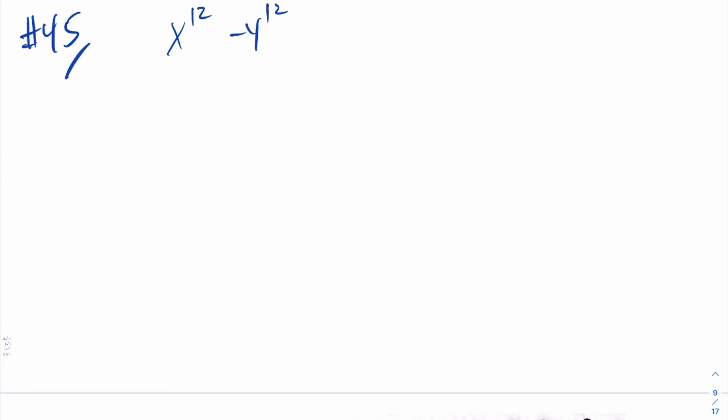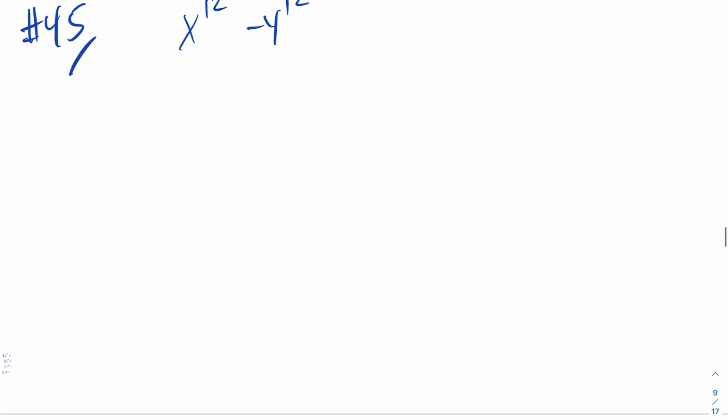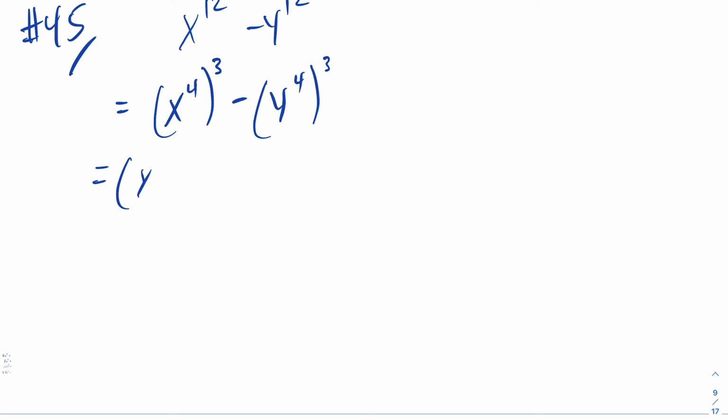Okay, moving on to number 45, it's going to be x to the power of 12 minus y to the power of 12. So you want to write this as a difference of cubes. That would be one way we could start this. To write this as a difference of cubes, keep in mind the power of 3 has to be on the outside. Right? So now if I use my difference of cubes formula, this would break up into x to the 4th minus y to the 4th times, you're going to square that first term, the product of the first and second with a positive sign, and square the last term.